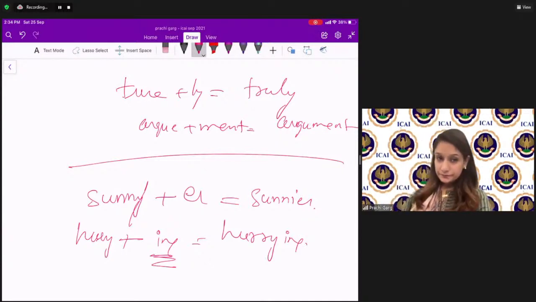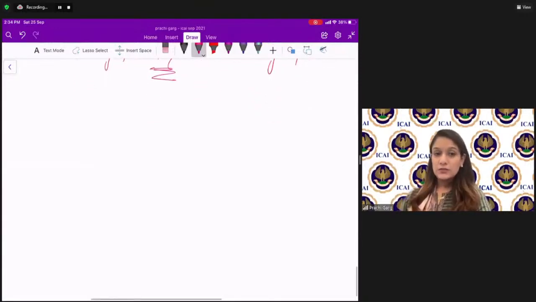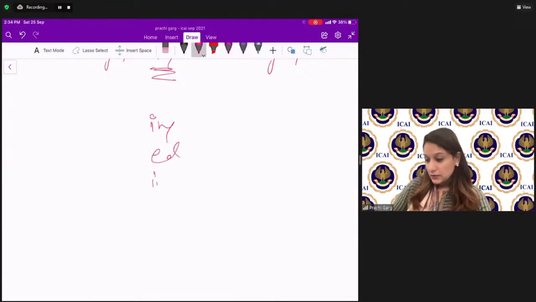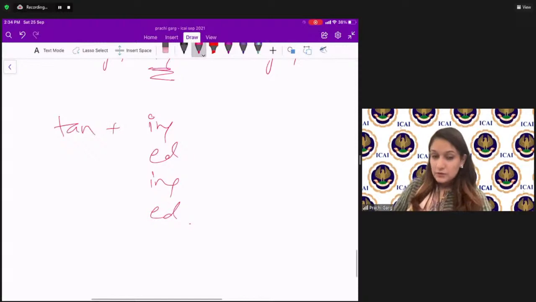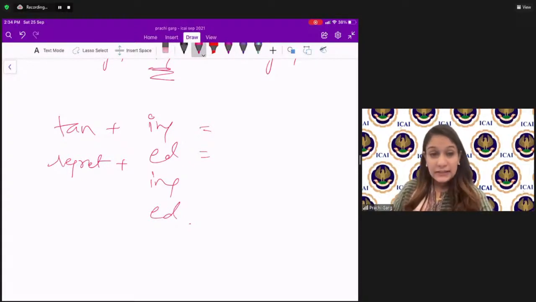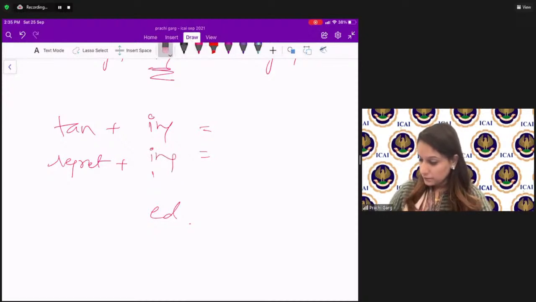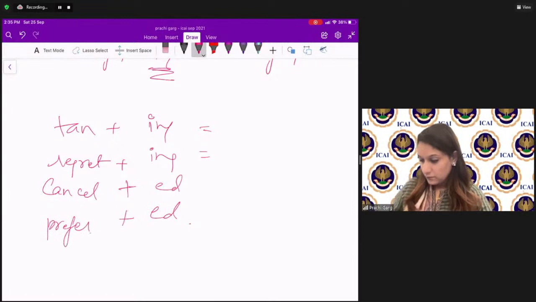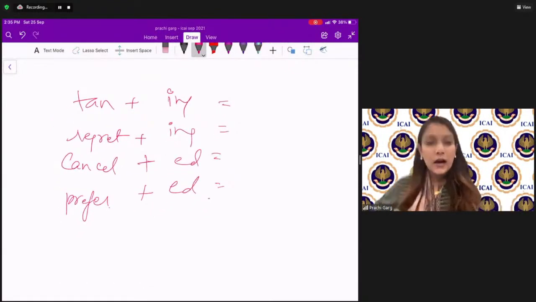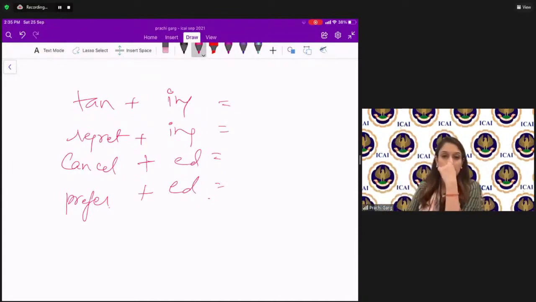Okay. One last rule is whenever a suffix begins with a vowel sound, meaning ing and ed. Come on, you give me the answers. How will you write the final answer if I add ing to tan, ed to, sorry, it's ing here? Okay, now what will be your response? How will you write this? Similarly, give me answers for these also.